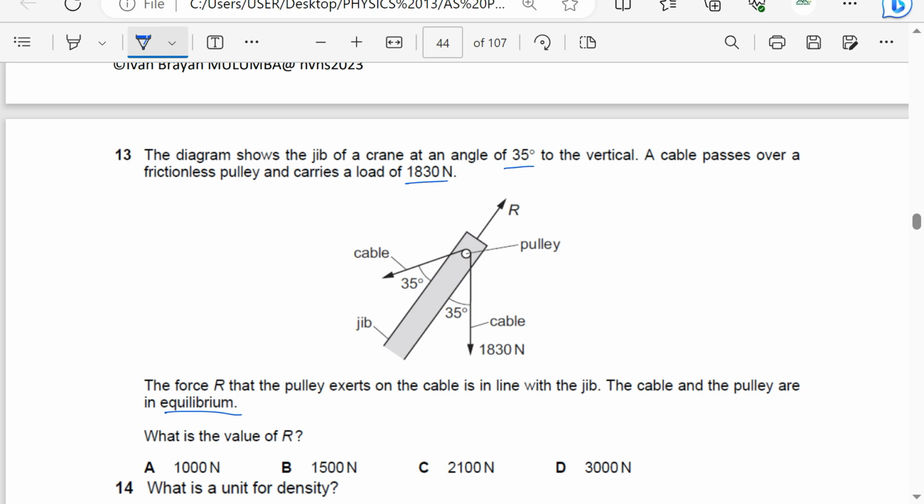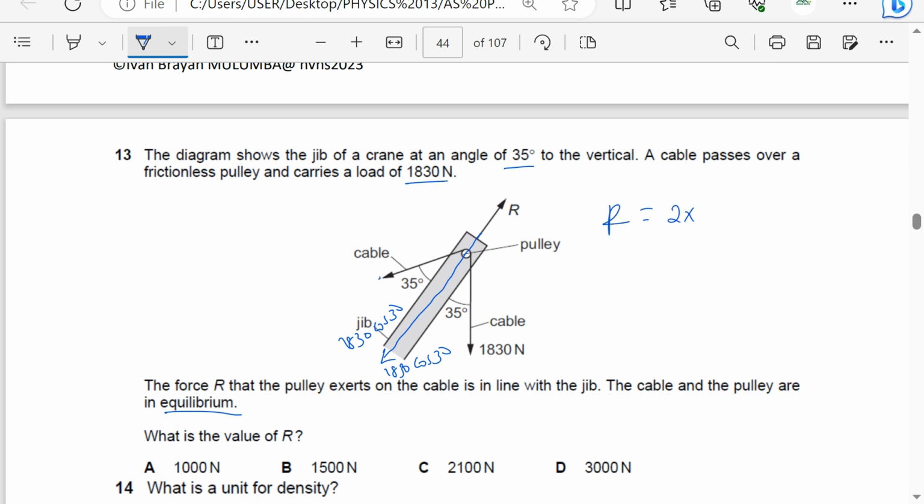So I'm just going to resolve these forces downwards along the same line as R, but in opposite directions, so that the resultant of these two should be equal to R for equilibrium. Since each has a force of 1830 newtons, when I resolve 1830 in this direction it is 1830 cos 30, and similarly for this one it should also be 1830 cos 30. So R, the other side, should be the sum of these two.